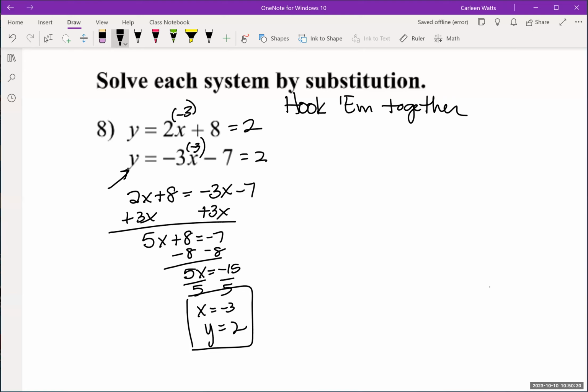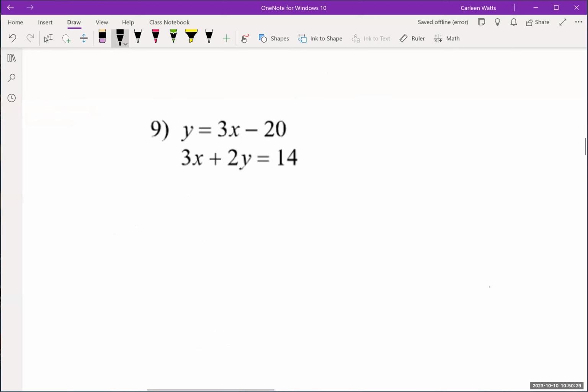Okay, so that is substitution, hook them together. Now, this is the other substitution that people don't tend to like. So we're going to use the other substitution. Now, some of you love the elimination method and you're thinking, oh, could I just subtract 3x from both sides? That'll give me a negative 3x and a positive 3x. Yes, but with this one, we're practicing substitution.